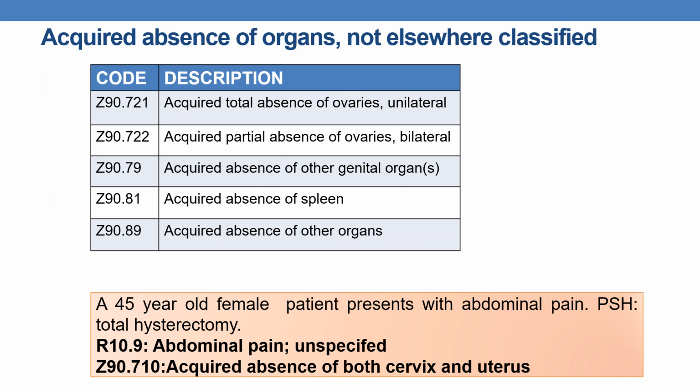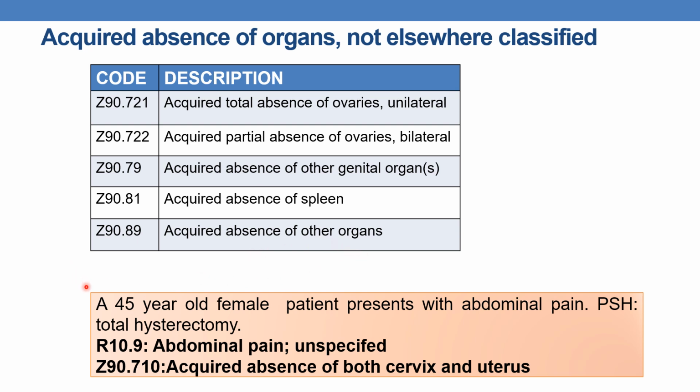Next code is Z90.721, acquired total absence of ovaries, unilateral. The next is Z90.722, acquired partial absence of ovaries, bilateral. And Z90.79 indicates acquired absence of other genital organ. And Z90.81 indicates acquired absence of spleen, and Z90.89 indicates acquired absence of other organs.